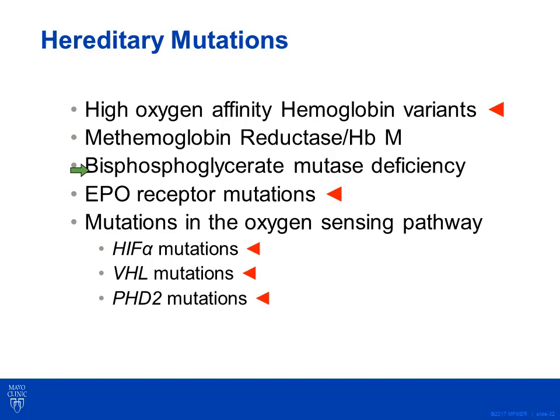And then the bisphosphoglycerate mutase, I will not talk about because it's so exceedingly rare. Basically, this is the enzyme that produces 2,3-DPG, and if you don't have 2,3-DPG, your oxygen dissociation curve markedly shifts to the left. But let's start then with high oxygen affinity hemoglobin variants.